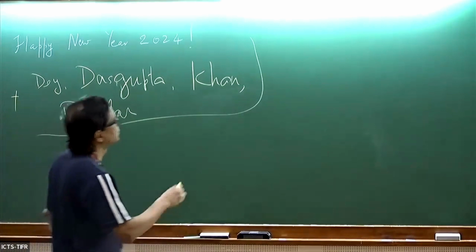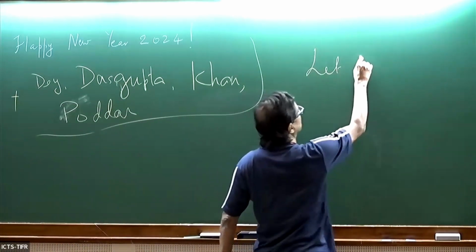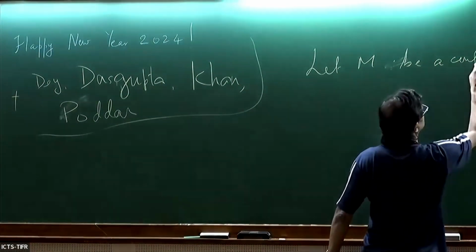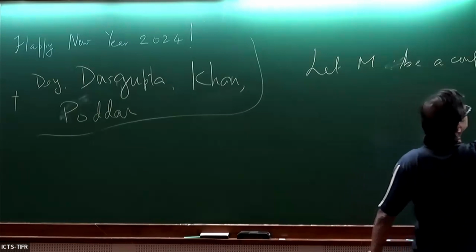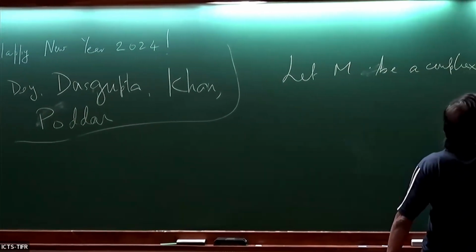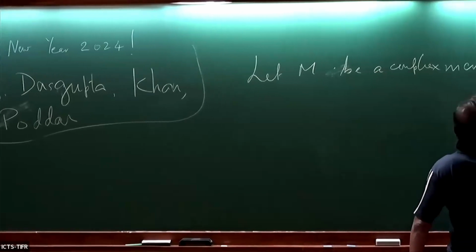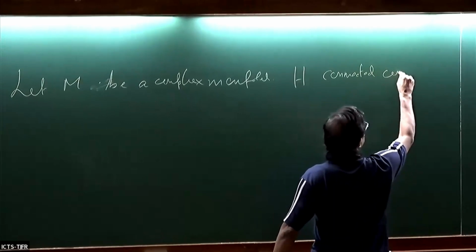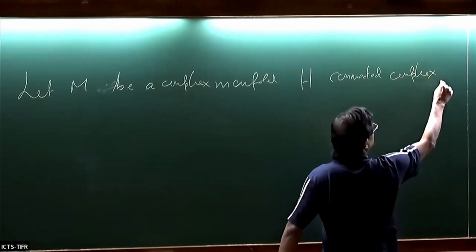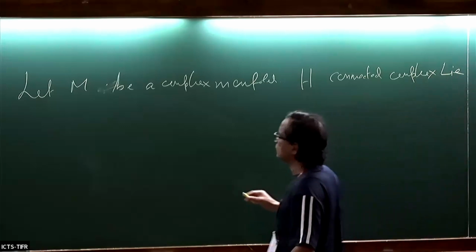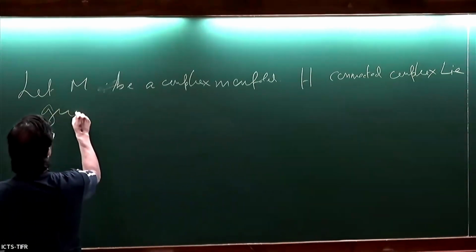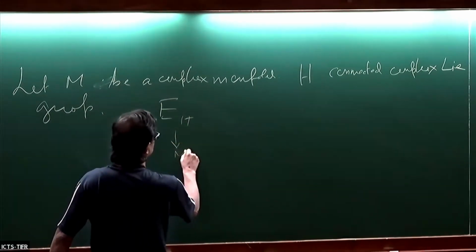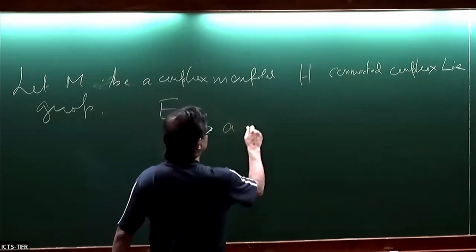Okay, so let M be a complex manifold. Let H be a connected complex Lie group. Let E_H over M be a holomorphic principal H bundle.